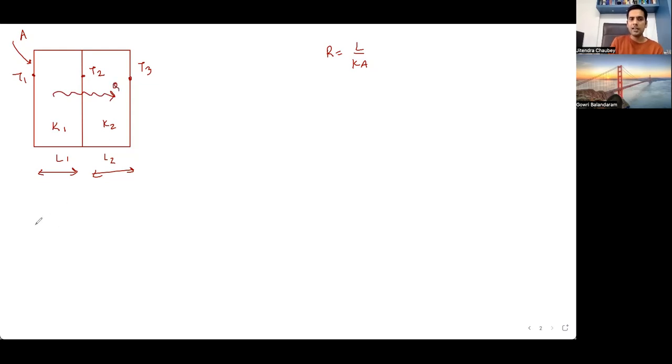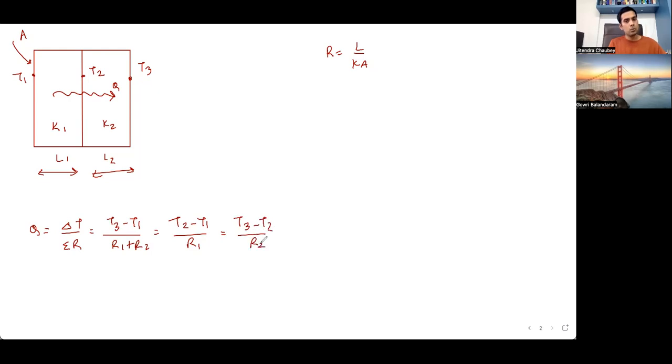Yes. And the series relation was written as Q is equal to delta T upon summation R. You can simplify it in the form of T3 minus T1 upon R1 plus R2. This can also be written as T2 minus T1 upon R1. This can also be written as T3 minus T2 upon R2. R is L by K, so it will be L1 by K1A. This is about slab.